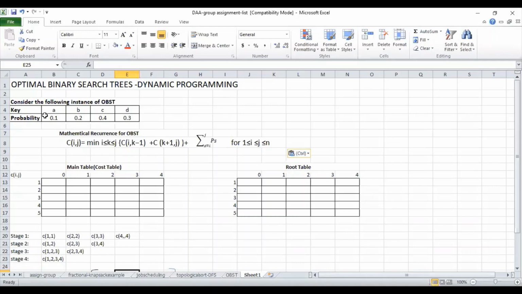Consider a very simple example given here. A set of keys A, B, C, D, which are ordered, and their respective search probabilities are also given as 0.1, 0.2, 0.4 and 0.3. Now, the aim of the task is to construct an optimal binary search tree using the technique of dynamic programming. Before we start with the solution, it is essential to have a brief revisit of how a problem is solved using dynamic programming.